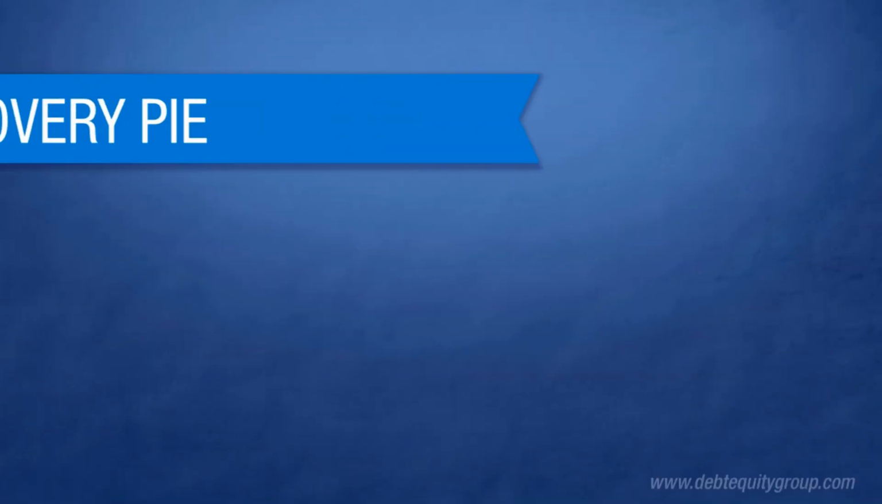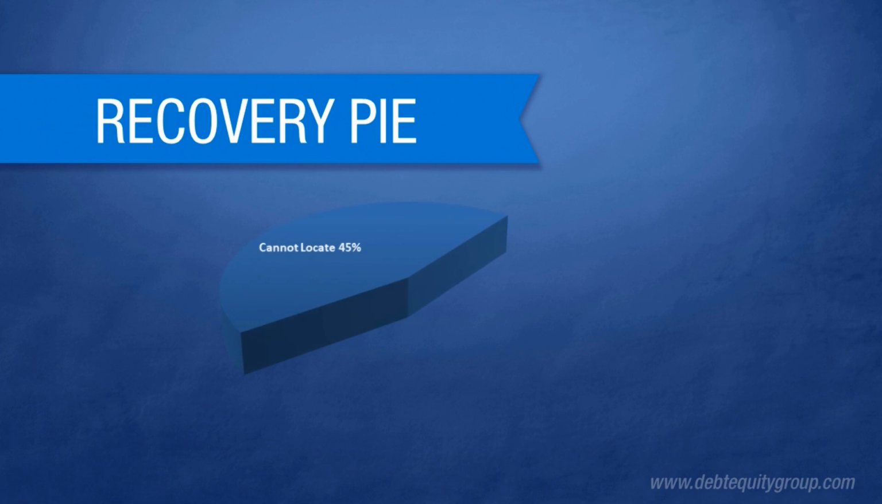As you can see in the pie chart here, as much as 45% of the receivables we purchase will never even locate the consumer for. It's a simple fact of modern society. People move, they change their phone numbers, and for various reasons they're difficult to contact.